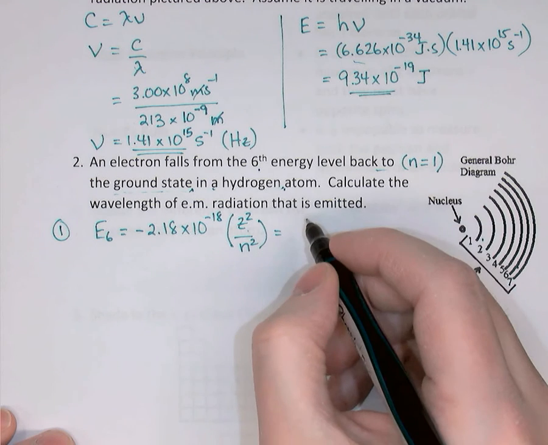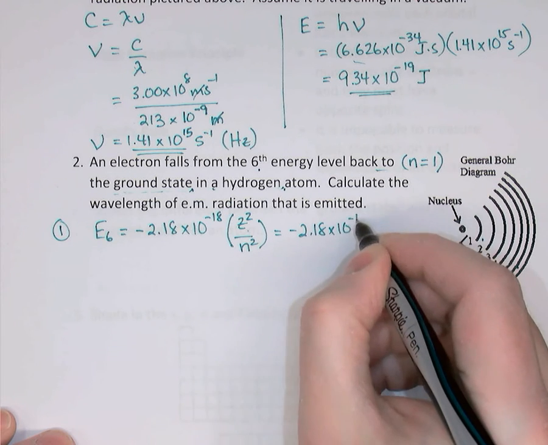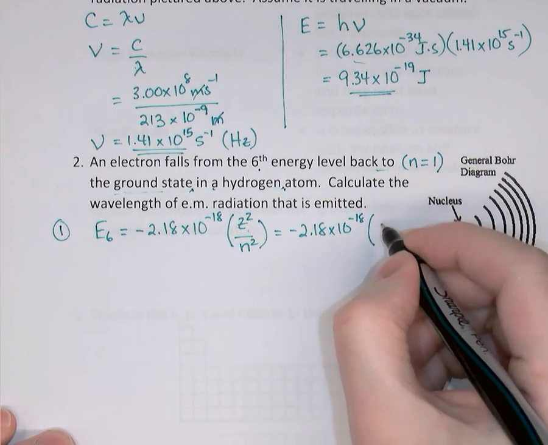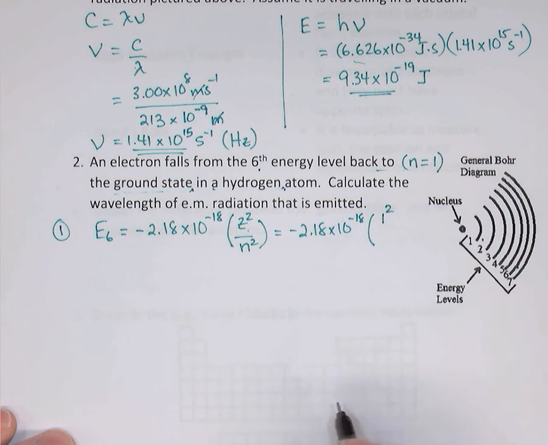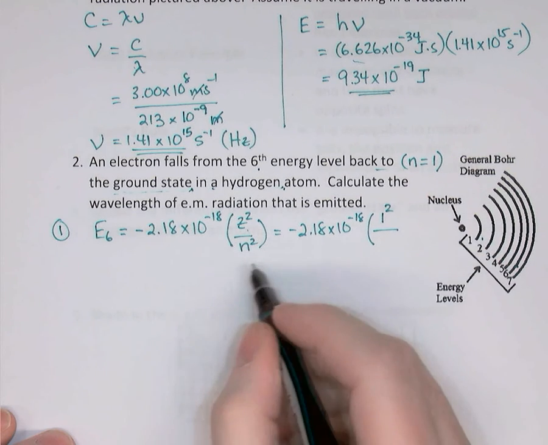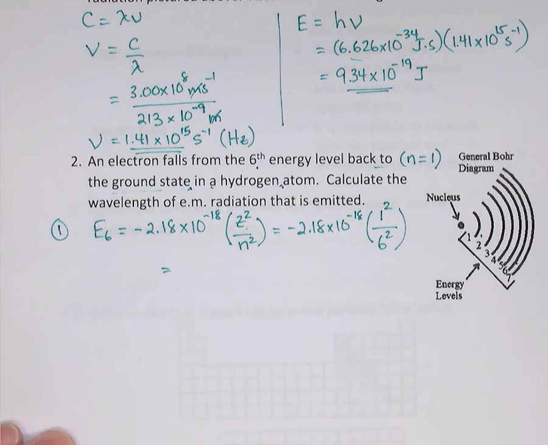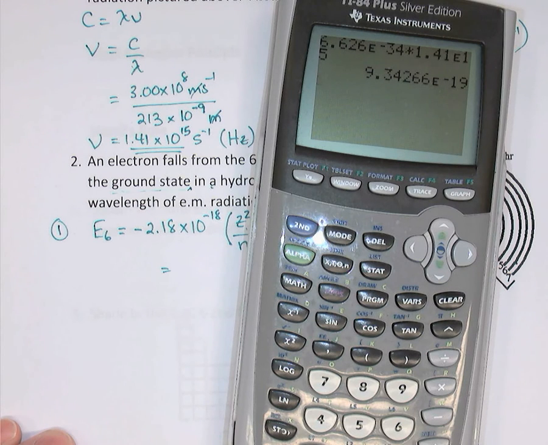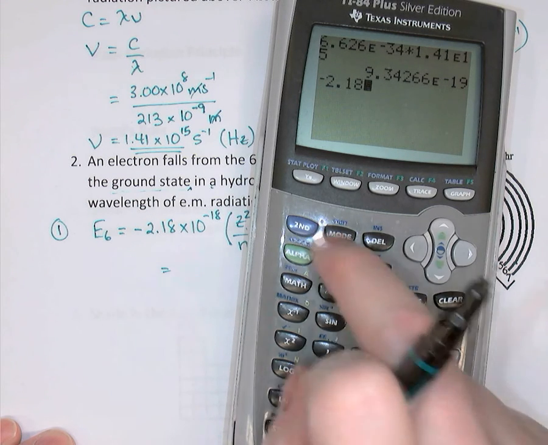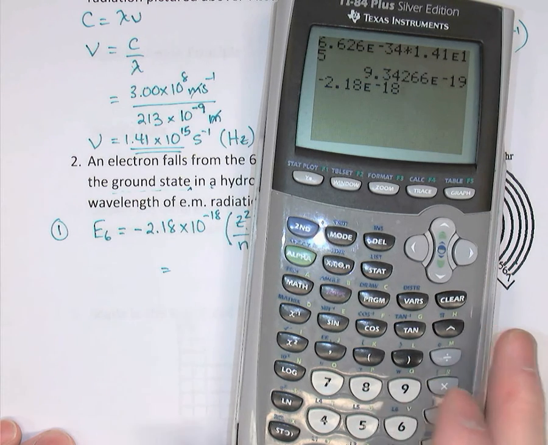So for level 6 in hydrogen, that'll equal negative 2.18 times 10 to the minus 18 times, for hydrogen, the atomic number Z on a periodic table, if you don't know that, is a 1, so 1 squared, over the energy level, which is 6 squared, and that's going to equal, grab your calculator, again using that scientific notation button, negative 2.18 times 10 to the power of negative 18, and then times 1 squared divided by 6 squared.